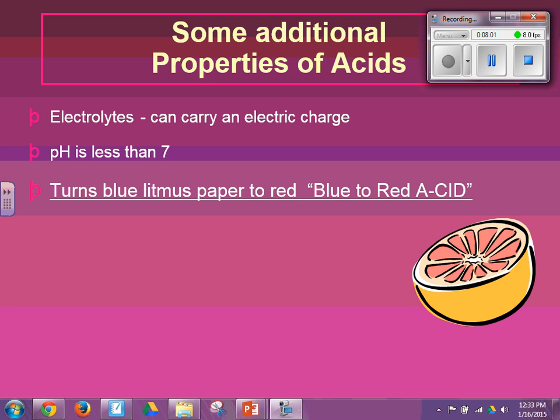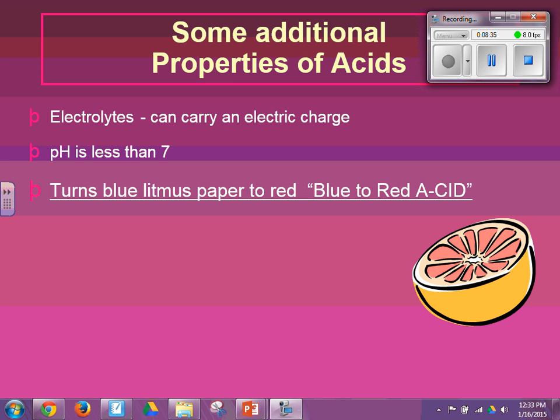The biggest thing is when we get to testing these things, we're going to talk about blue versus red litmus paper and also pH paper. The biggest characteristic about acids is that they will turn blue litmus paper to red. So blue litmus paper will turn to red in the presence of an acid. A good way to remember that: blue to red is an acid. Blue to red is an acid. That's a nice way to rhythmically think about how to figure out the litmus papers.